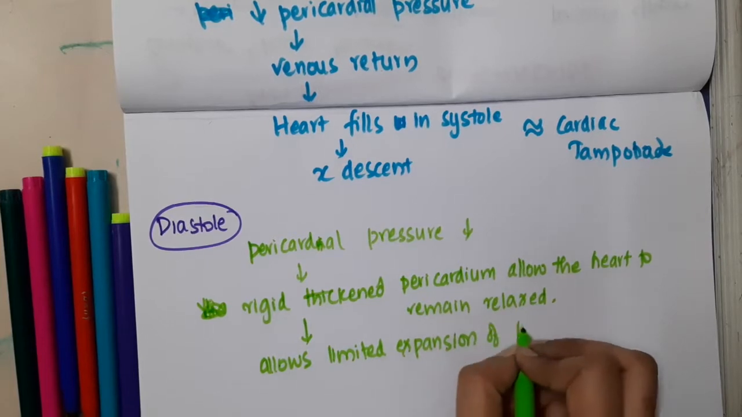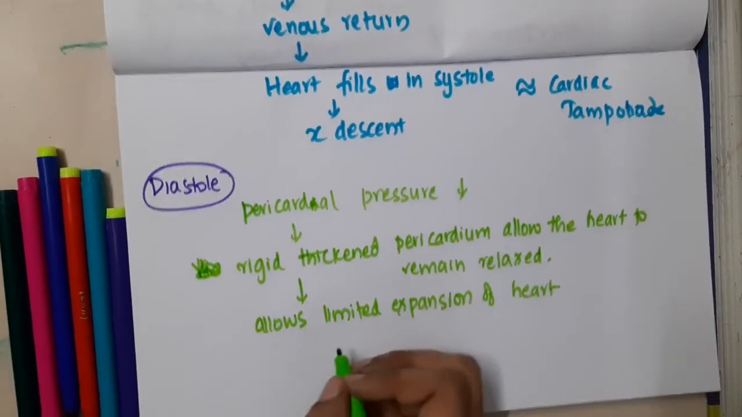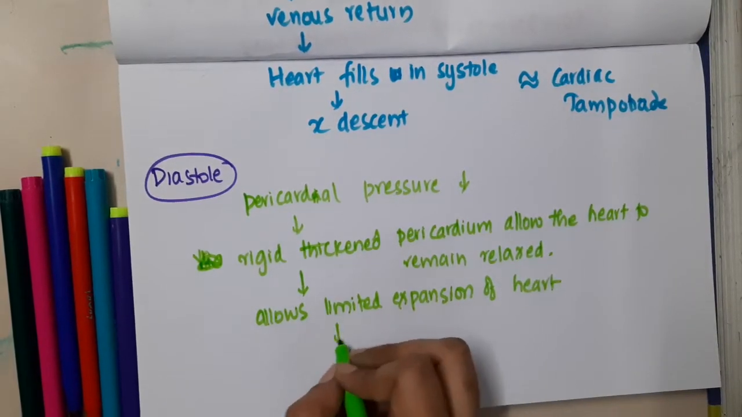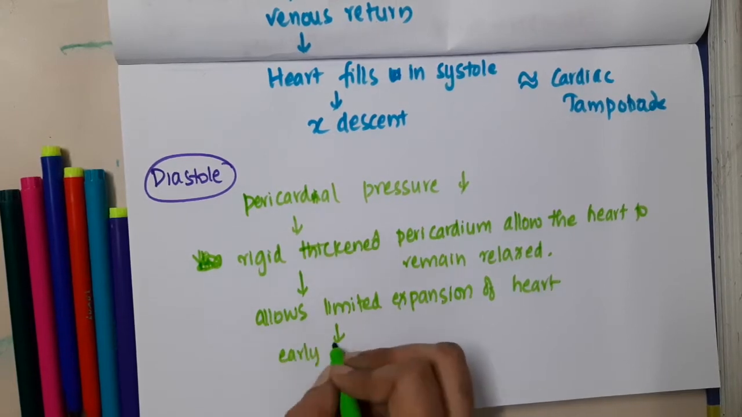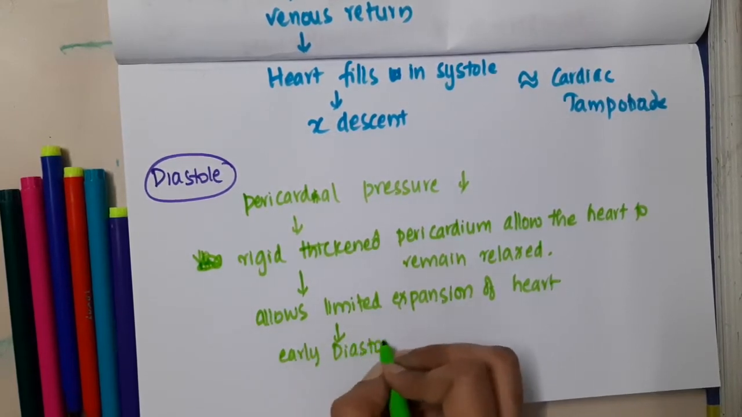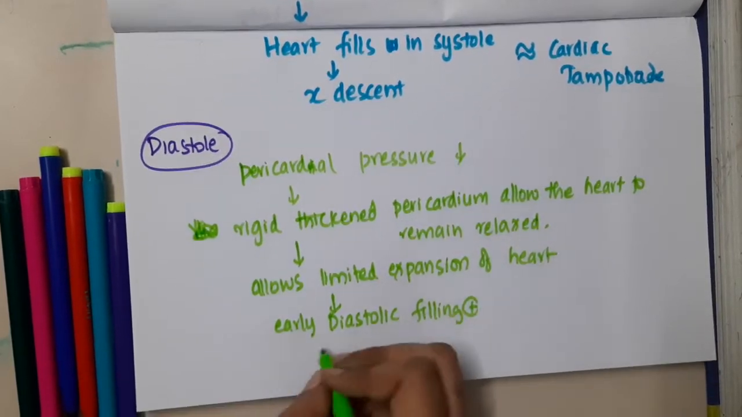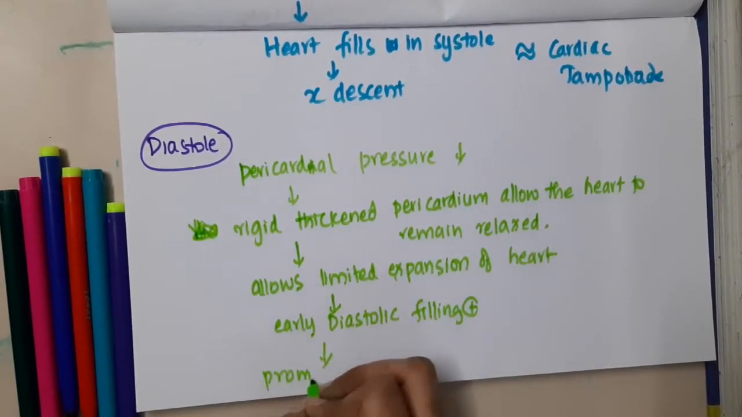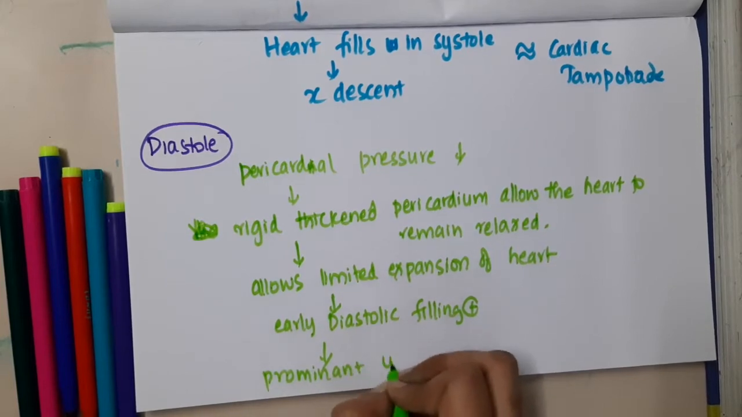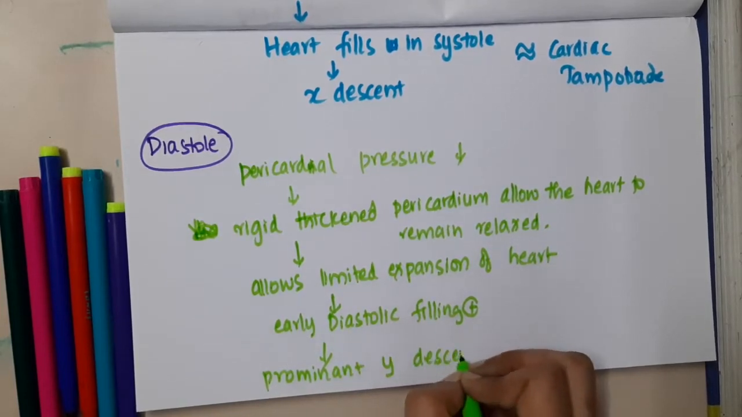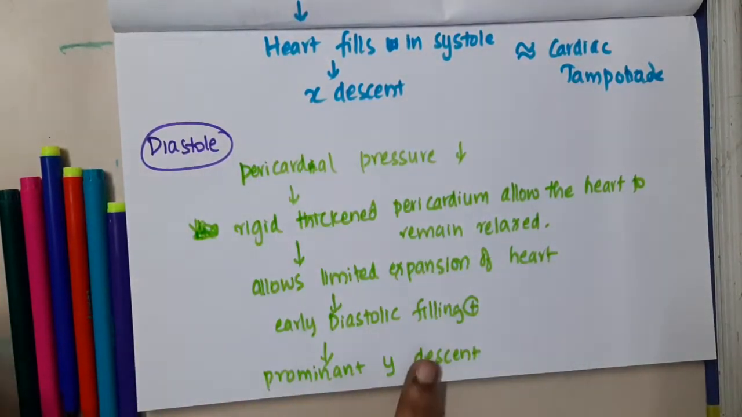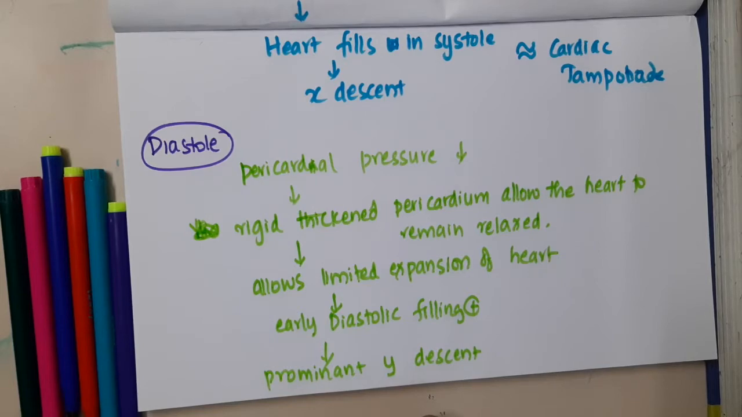Because of this limited expansion of the heart, this will result in early diastolic filling. So as a result, prominent Y descent is seen. So X descent and prominent Y descent are seen in constrictive pericarditis. Okay, now what else happens?